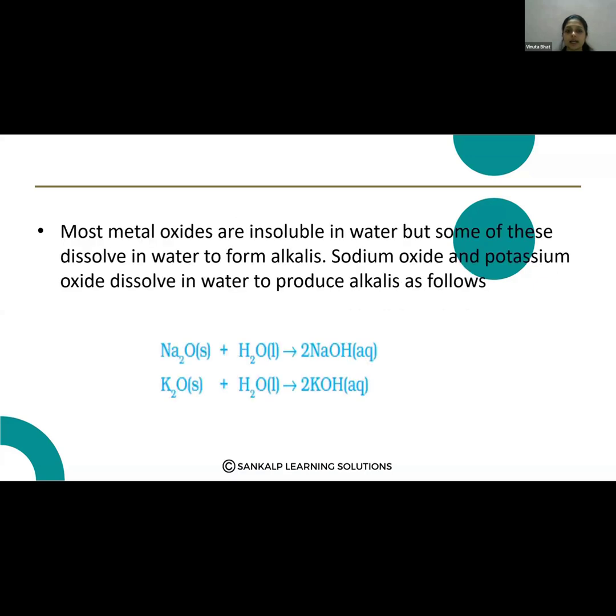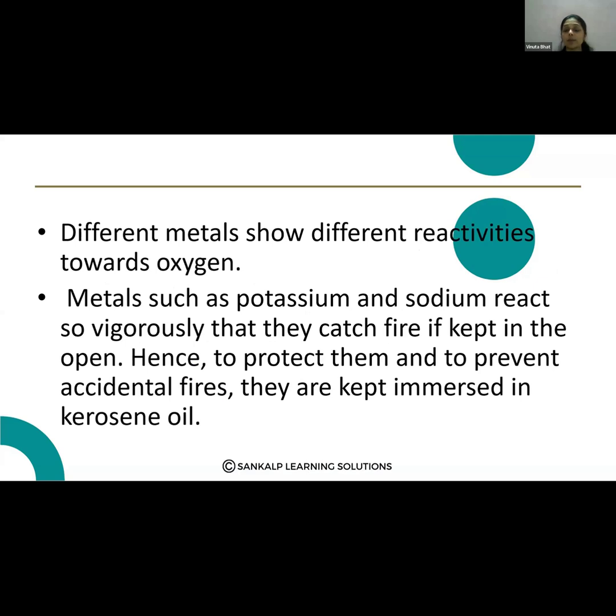So this is one thing, and the second thing is how sodium oxides or potassium oxides, when they dissolve in water, form alkalis. So this is also an important reaction. Then why potassium and sodium are kept immersed in kerosene oil. So this is also an important thing. Okay.